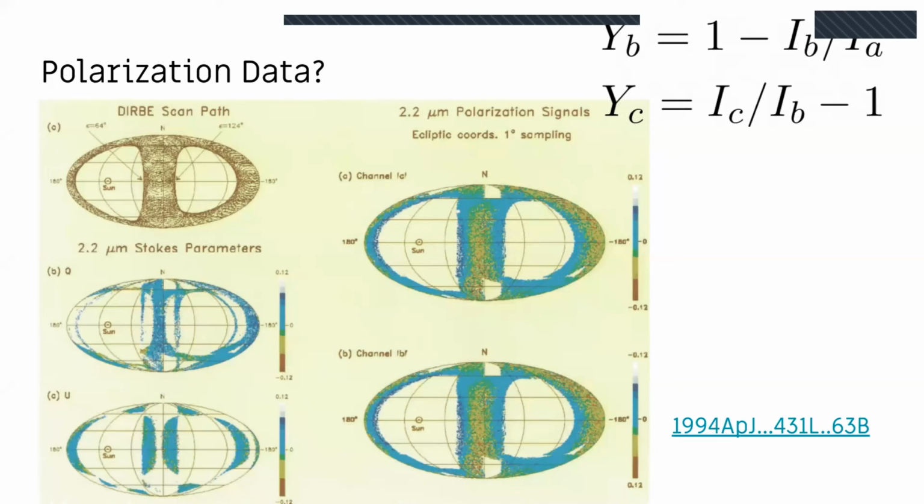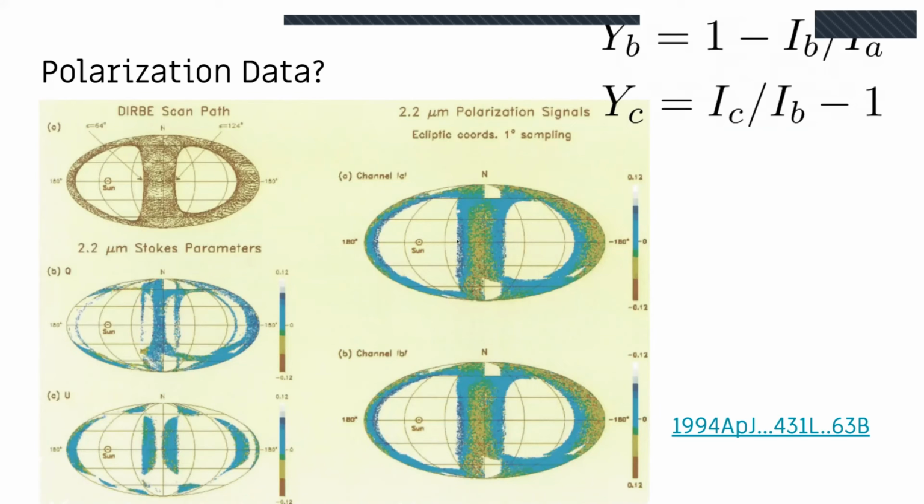And you can see the top left plot is the DIRBE scan path. And then for Stokes Q and U, those second two plots in the left-hand column, you can see that you're not actually able to cover the entirety of the sky that is scanned at that time in Q and U because of these orthogonal detectors. So they've defined this new parameter, which they called YB and YC, which you see in the top right, which essentially just states how much of your total signal is polarized.